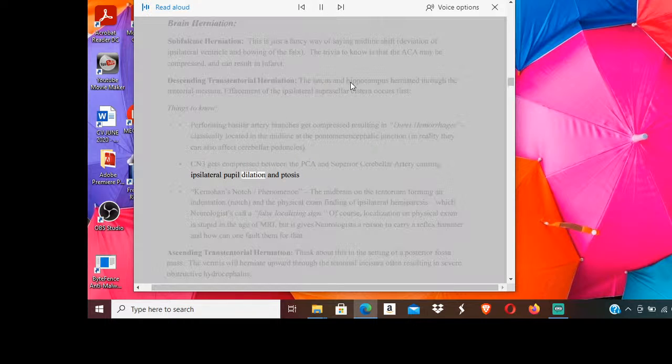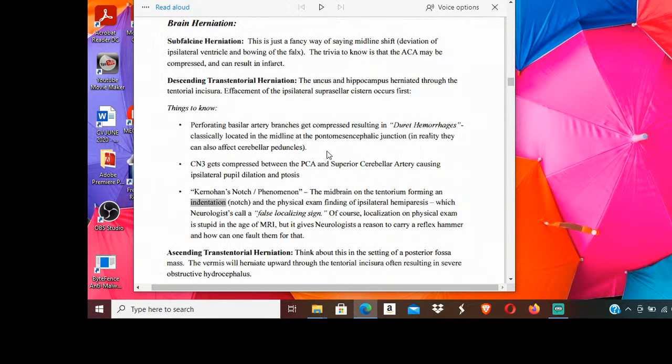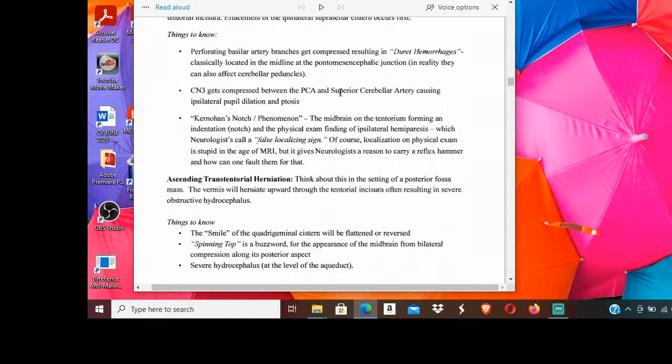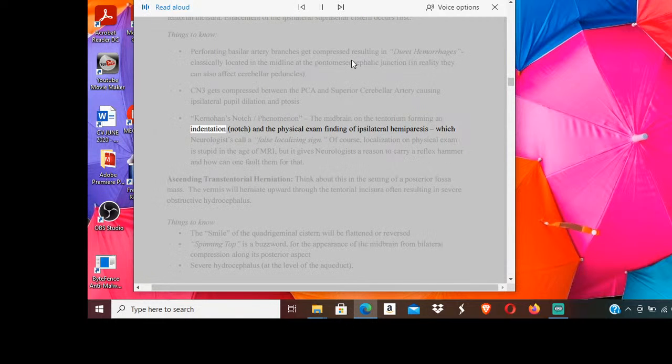CN3 gets compressed between the PCA and superior cerebellar artery, causing ipsilateral pupil dilation and ptosis. Kernohan's notch phenomenon: the midbrain on the tentorium forming an indentation, a notch, and the physical exam finding of ipsilateral hemiparesis, which neurologists call a false localizing sign.